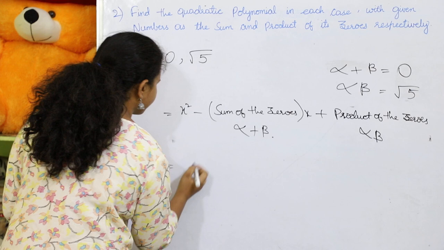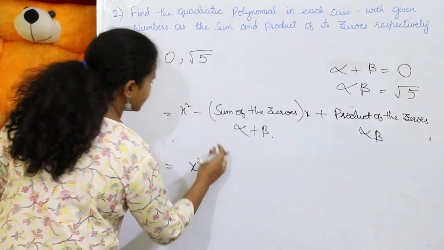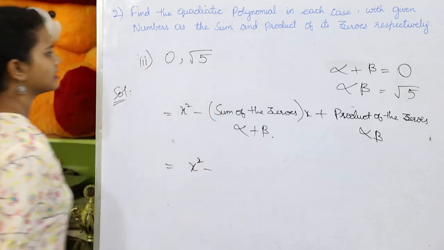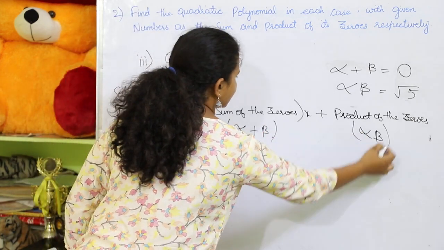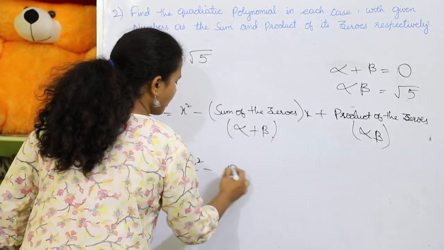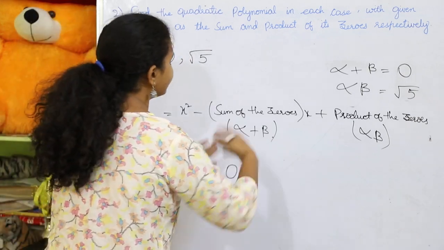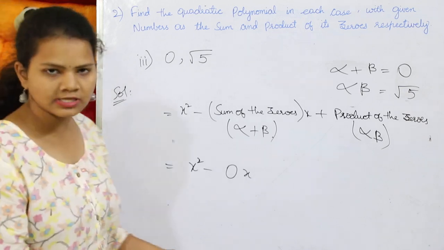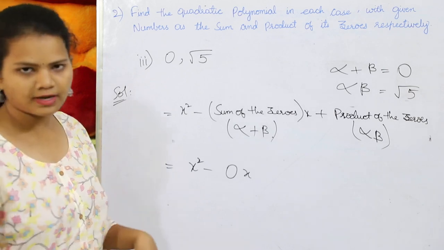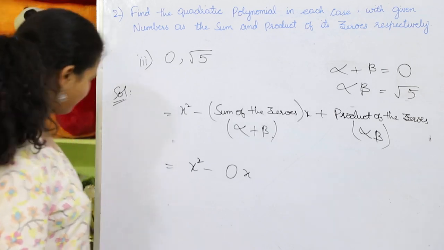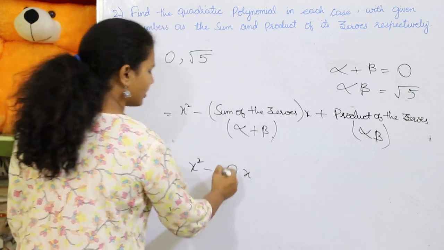Now let's start doing this process. x square minus, as it is, the sum of the zeros value. Sum of the zeros means alpha plus beta. Alpha plus beta value is 0. So 0 into x, as it is. If we multiply anything with 0, then the answer would become 0. Anything. If you multiply 1 into 0, we know this. Now here, x square minus 0 into x. Are you getting it?